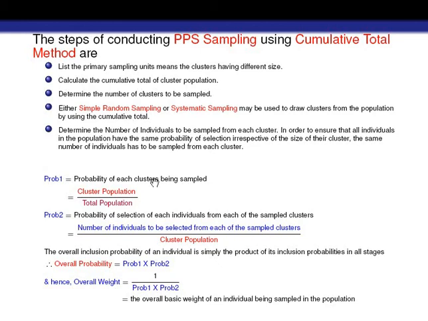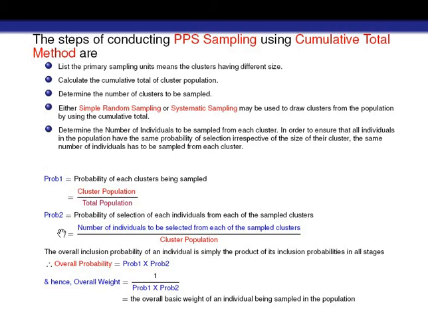Okay, so these are some formulas which we use in the process to calculate various probabilities, like the probability of each cluster to be selected in our primary stage unit. This is the formula, and what does the formula say? This is cluster population, that means size of the cluster divided by the size of the population.